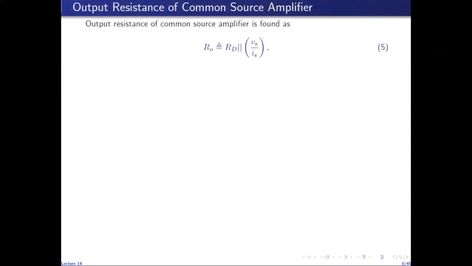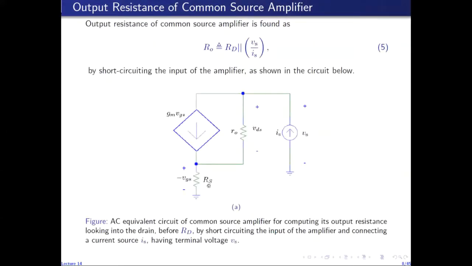So this is the reduced AC equivalent circuit, obtained by short circuiting the gate to ground. So this is the gate terminal. So we have short circuited the gate to ground, and this is the source terminal. And we have applied a current source Is at the drain before RD, and we wish to measure its terminal voltage Vs. So the ratio Vs over Is will give us the resistance seen looking into the drain before RD, and then its parallel combination with RD will give us R0.